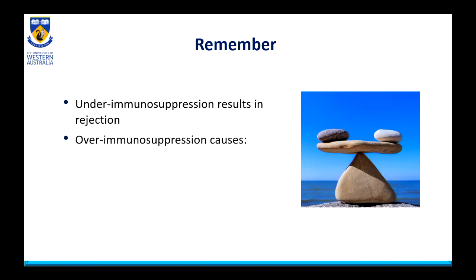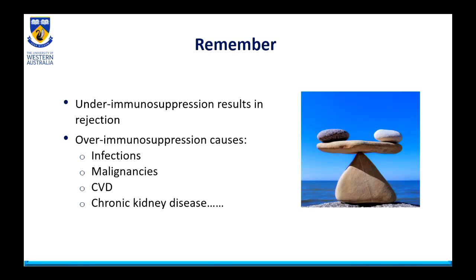But if you're over-immunosuppressed, you're going to get lots of things that you don't want, such as infections, malignancies, cardiovascular disease, chronic kidney disease, and the list just goes on and on and on.